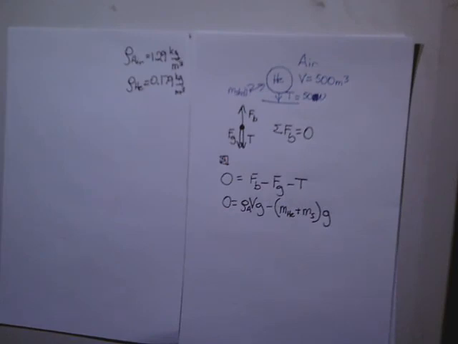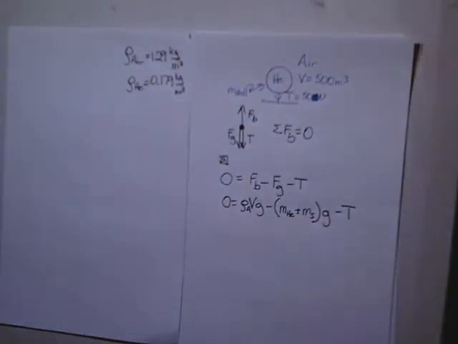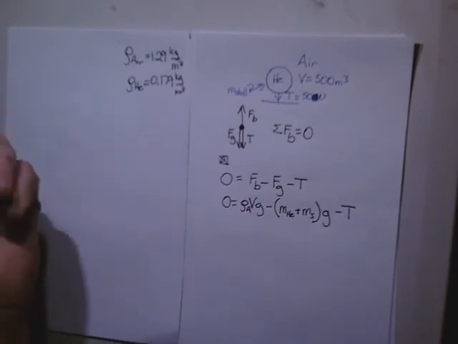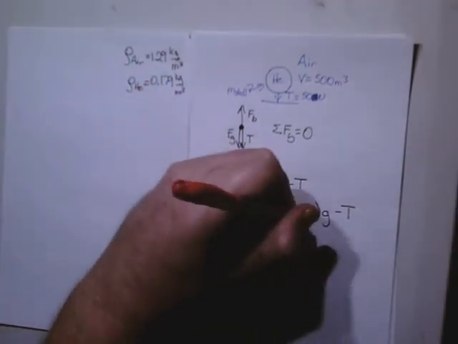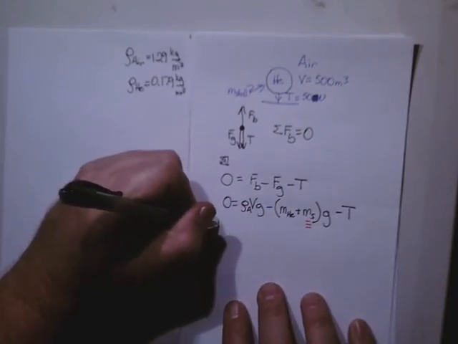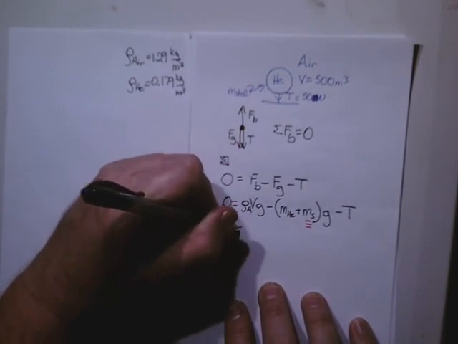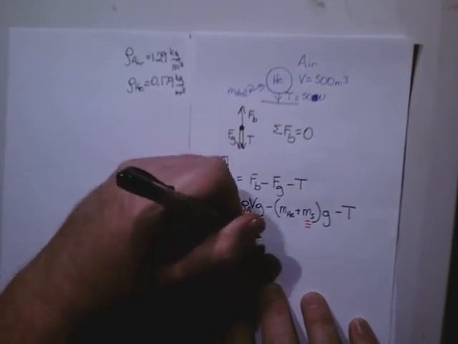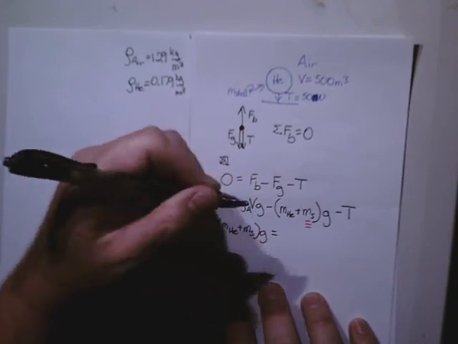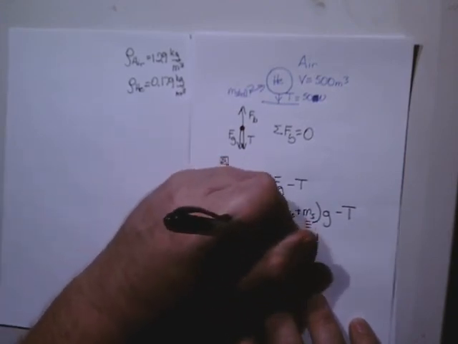The helium does have mass, and so you're going to have to measure that. And then the tension is T, and that's given. So the goal of this algebra problem is to discover that thing right there. So we're going to have to solve for it. So mass of helium plus mass of the shell times gravity is equal to rho A Vg minus T.